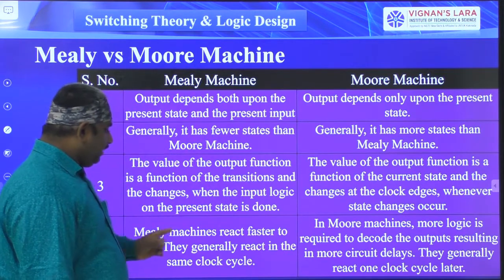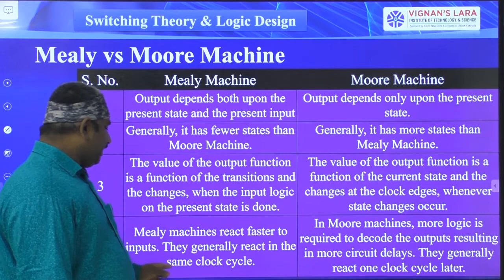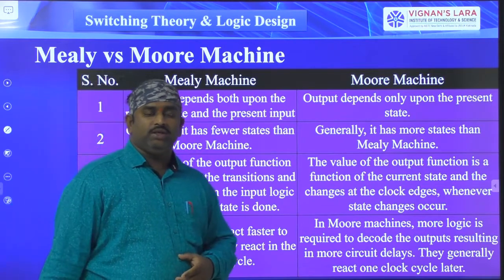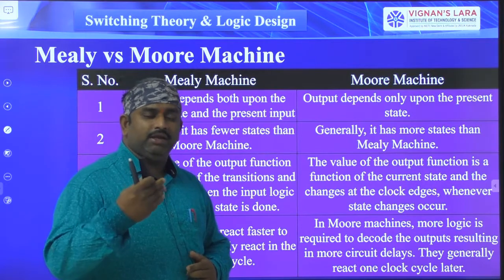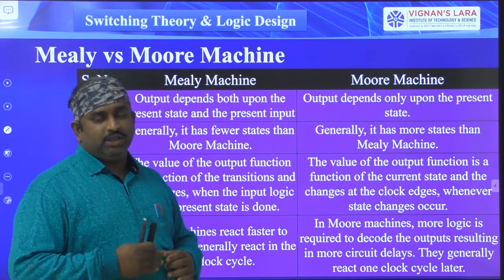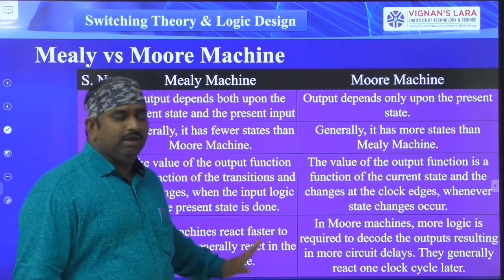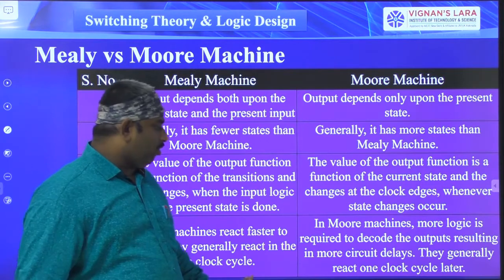Next, Mealy machines react to inputs faster. They generally react in the same clock cycle. Actually, in the Mealy machine, whenever the input occurs, only in that particular clock cycle the output is going to reflect. There is no waiting period for the Mealy machine. It responds very fast to the input combinations.